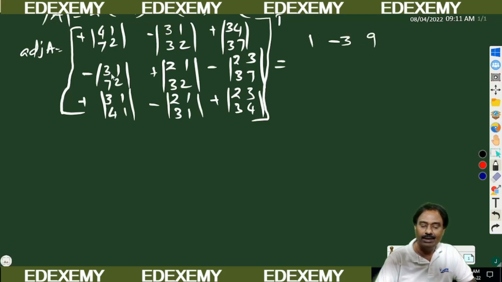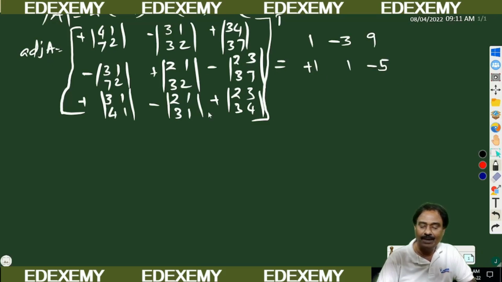9 is the answer. Okay, here minus of 3 into 2 is 6, 6 minus 7 is minus 1. Minus into minus plus 1. Now here 2 into 2 is 4, 4 minus 3 is 1. Here 7 into 2 is 14, 14 minus 9 is equal to minus 5.